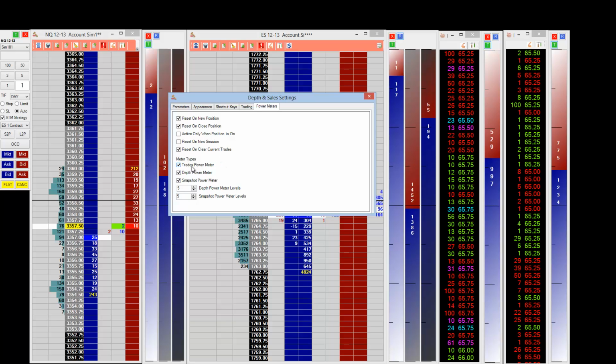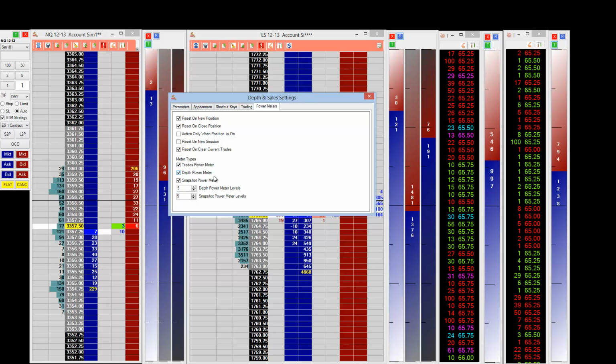The meter types I can set here: the trades power meter, which is the left one, depth power meter, middle one, snapshot power meter, which is the rightmost one. Now, in terms of the depth power meter, really what you want to see, if the market's moving up, you want to see the bids slightly outnumbering the offers unless you're coming into an area of resistance. Now, when you come into an area of resistance, the offers are always big. So it doesn't mean that it's going to go down, it's just the way the markets work.